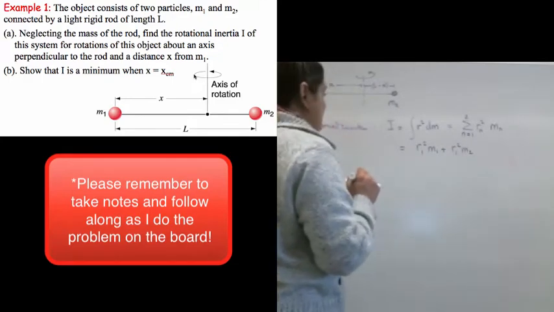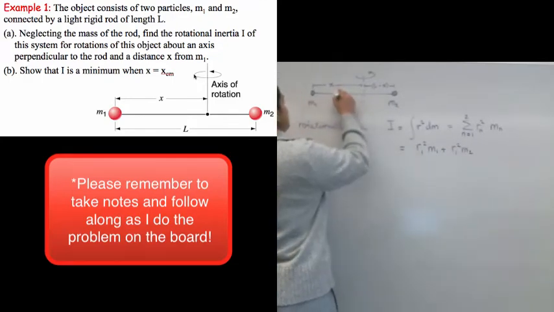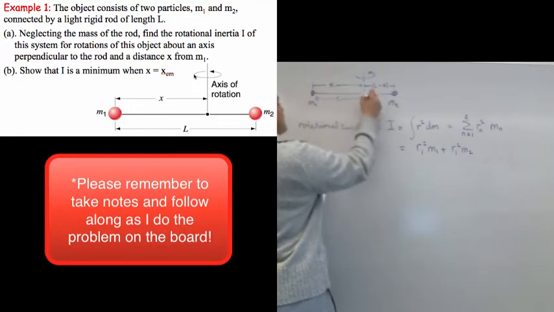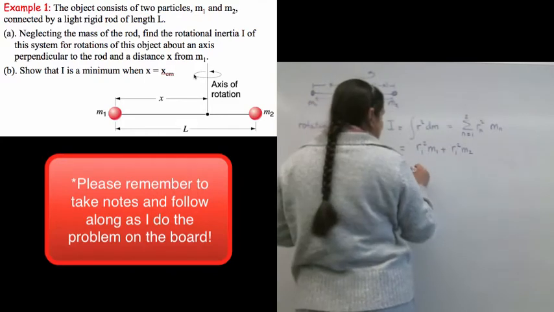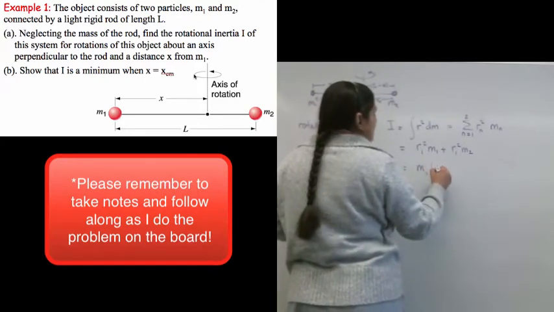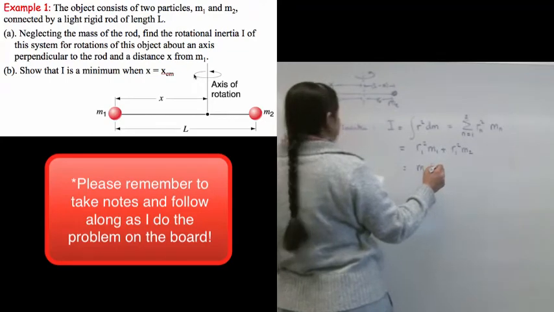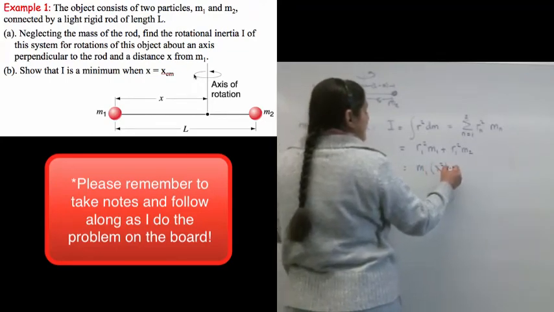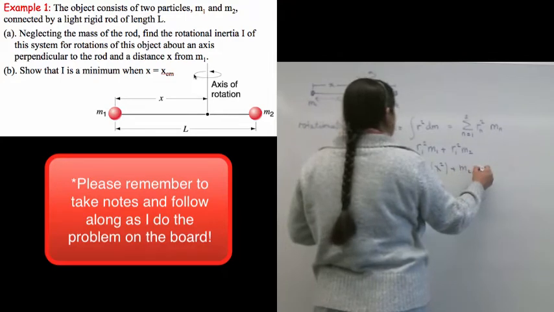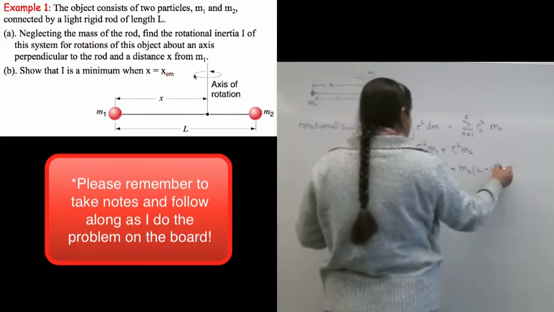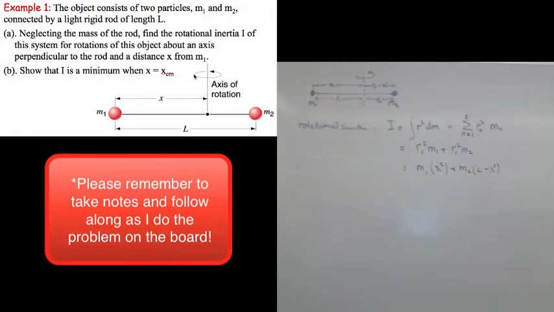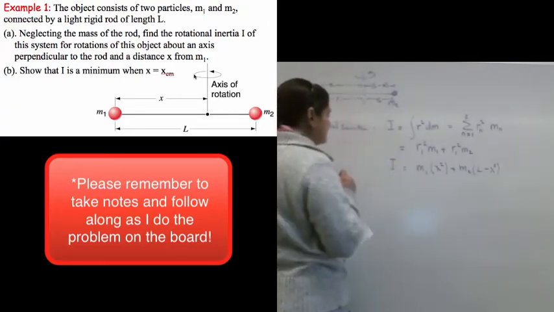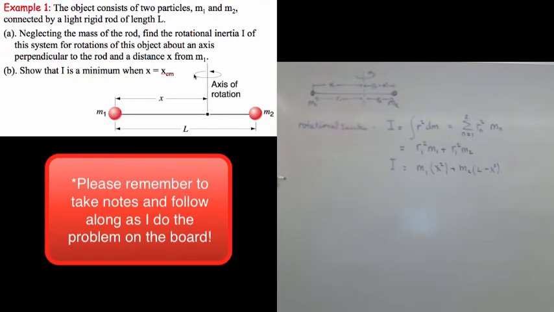And then r1 is simply x, and r2 is simply L minus x. So I can rewrite this as m1 x squared plus m2 (L minus x) squared. If you would like, you could solve it further, but I think this is more than enough. Part B says that rotational inertia is a minimum when x equals x center of mass.